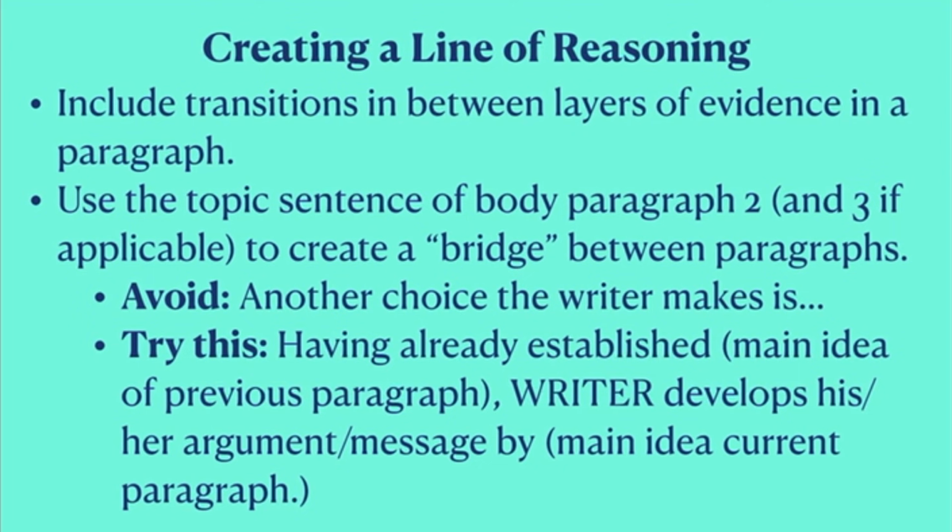You also can use your topic sentences of your second body paragraph, or possibly second and third body paragraphs if you go for 3 body paragraphs, to create a line of reasoning as well. So think of it as like a bridge between your paragraphs. We want to avoid phrasing like, "another choice the writer makes is." So instead, we want to try to perhaps refer back to the previous main idea and then introduce the new idea. So you could say, "having already established that," and then include the previous main idea, "the writer," but use their last name, "then does," and then talk about the next choice you're going to analyze. So really create those connections to have a smoother essay.